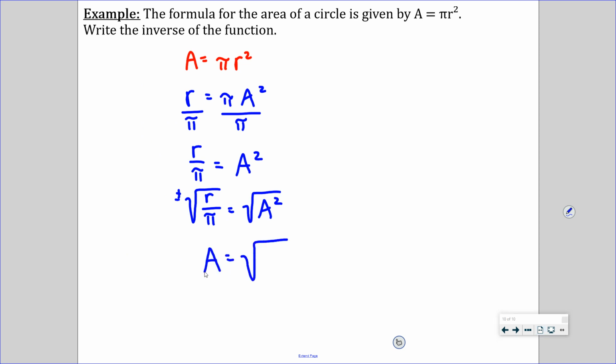Square root both sides, but since we're talking about radius and a circle, do we really need the minus? Could we have a negative radius in a circle or a negative area? No, this right here would be the inverse. A to the negative first. Inverse. Now we're getting fancy. That's the lesson. Now it's on your homework. We can go over it again tomorrow if you need to.